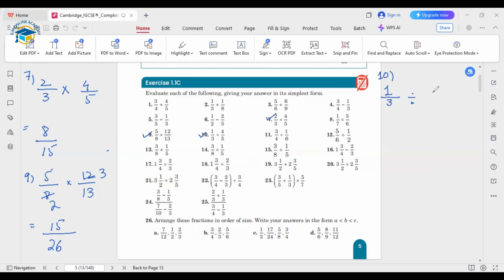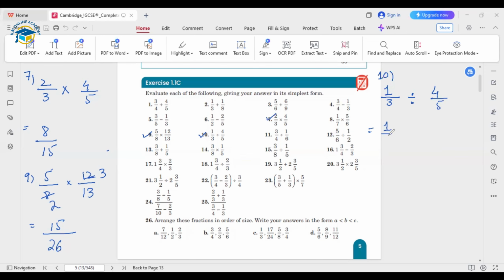So the fraction I have is 1 by 3 divided by 4 by 5. So as I previously explained, if they gave the fractions with the division sign, you need to convert it into multiplication, and after that you will do the further simplification. And to change this division sign into multiplication, you need to take the reciprocal of this fraction.